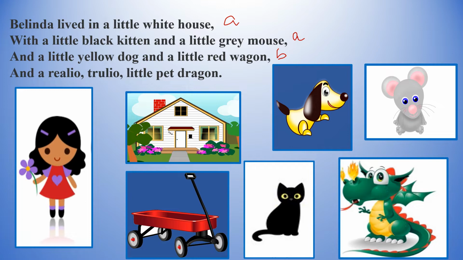So here, dragon will also have the same rhyming scheme like wagon. So the rhyming scheme of the first stanza is AA, BB.